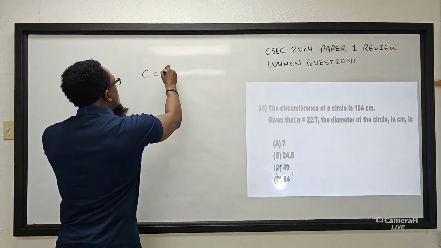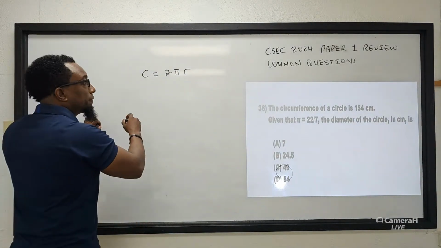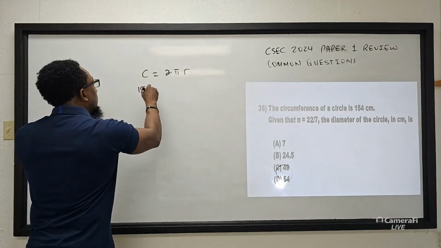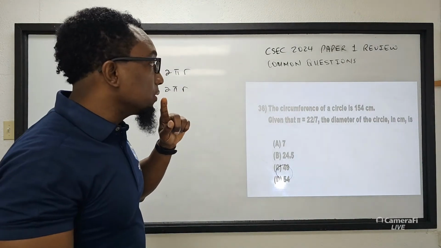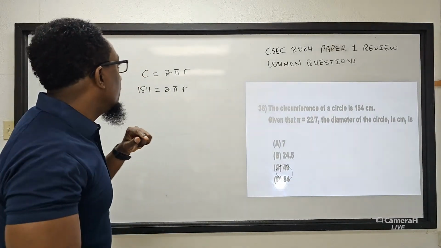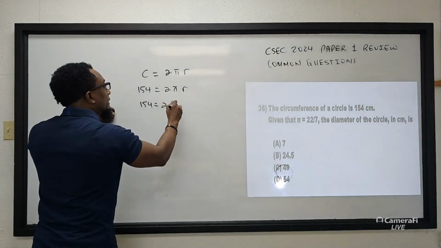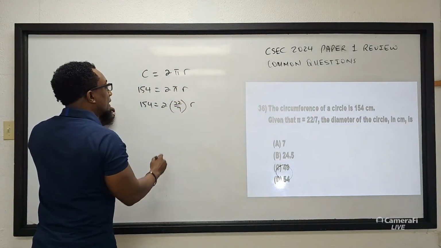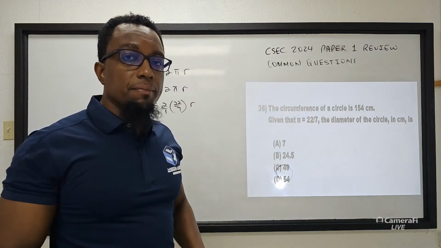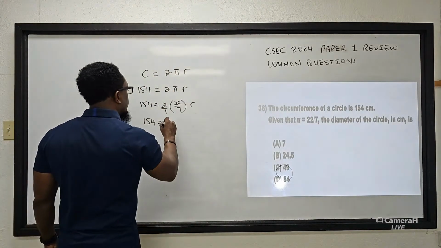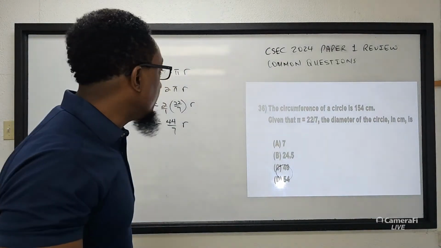So the circumference is what? 2 pi r. You told us that the circumference of the circle is 154 centimeters, which is 2 pi r. You told us pi is 22 over 7, so let me replace pi here with 22 over 7 times r. That's 2 over 1 times 22 over 7, which gives me 44 over 7 times r. That will help me to find the radius.